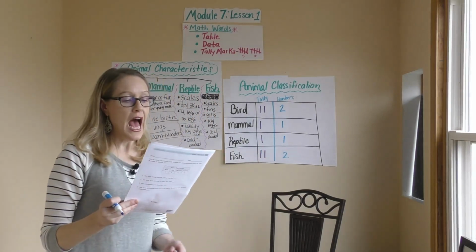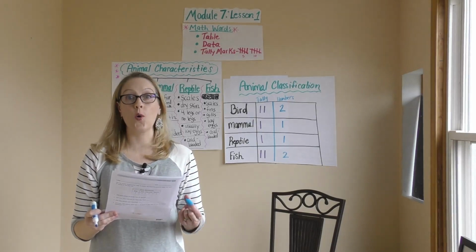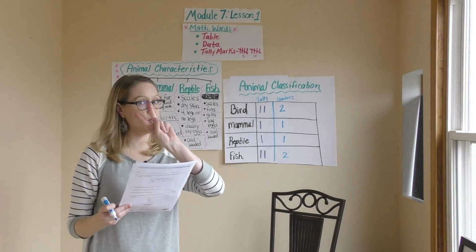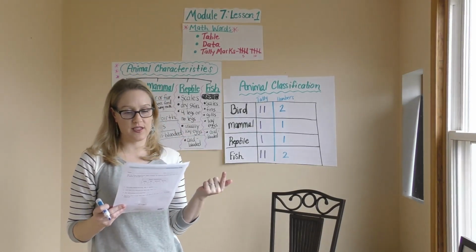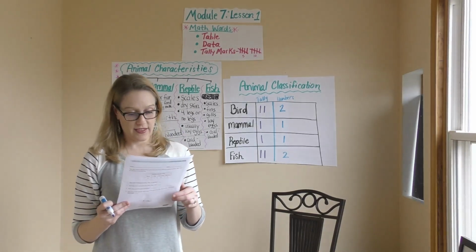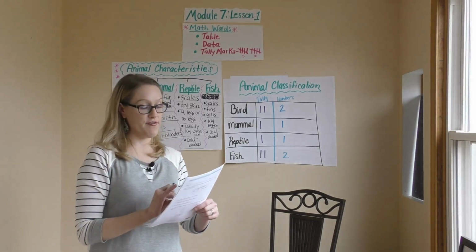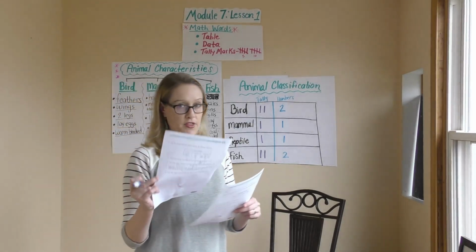It says, how many of those animals have no legs? Okay, if you look, there's only 2 animals. So you should have 2 tally marks for no legs, because we see that there's a snail and a snake that have no legs. Okay, number 2, you're going to be counting how many animals have fur and how many animals have feathers. Number 3 is on the back.